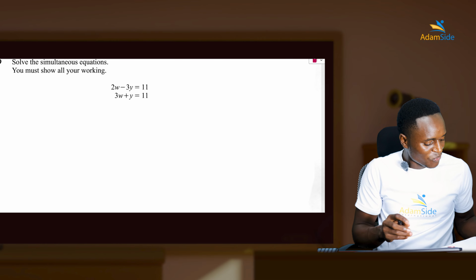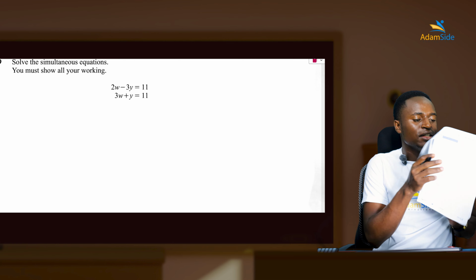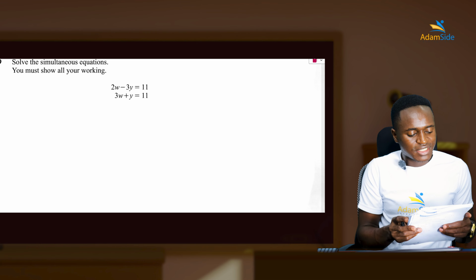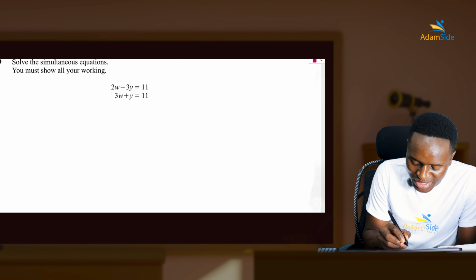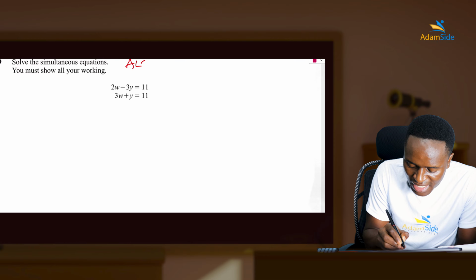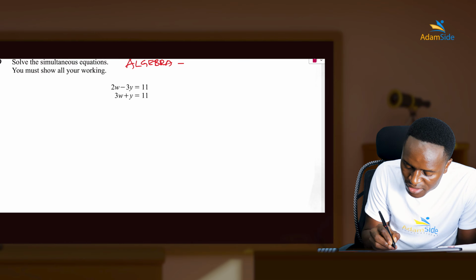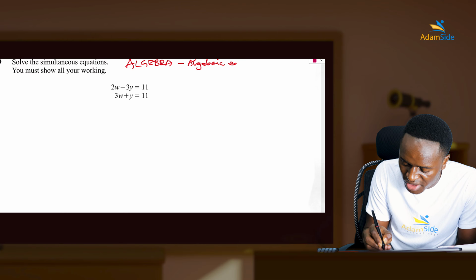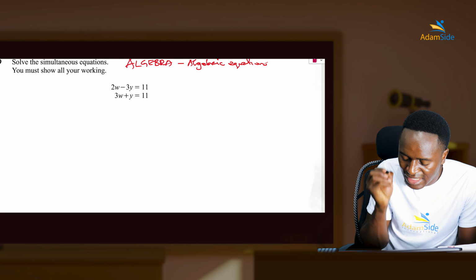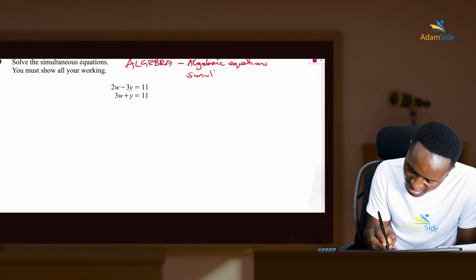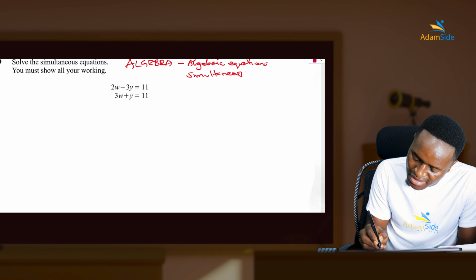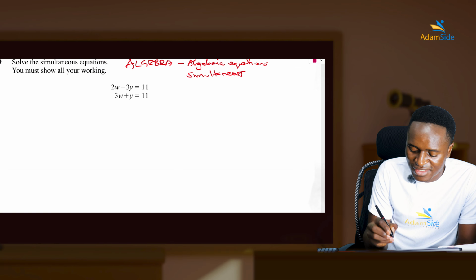Question number 9. It says, solve the simultaneous equation. You must show all your working. Simultaneous equation, the same thing. It comes from algebra, the unit of algebra. So you're solving algebraic equations and it's simultaneous. Highly tested in the IGCSE final exam.